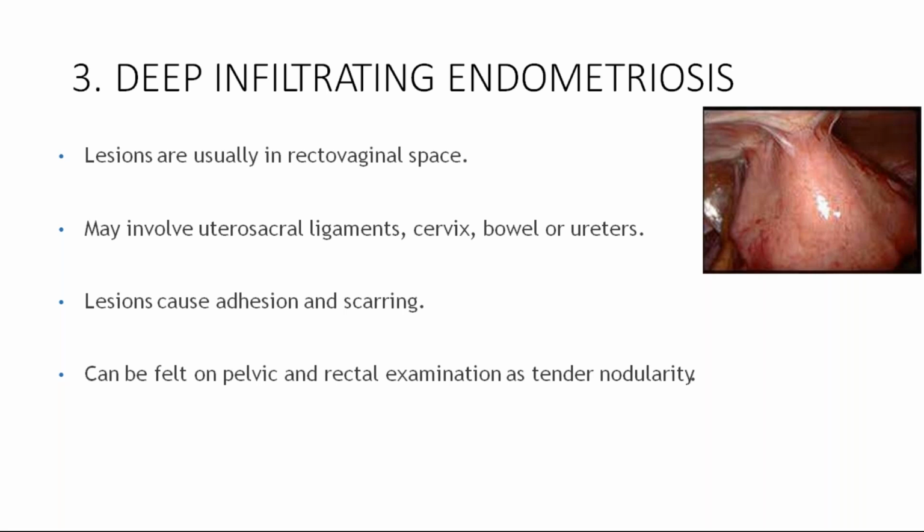And deep infiltrating endometriosis, the lesions are usually in the rectovaginal space, posteriorly, behind the uterus. It may involve the uterosacral ligaments, cervix, bowel, or uterus. And the lesions cause adhesions and scarring. You can see scarring and adhesions in the diagram. And it can be felt on PV also. When you do PV or PR, rectal examination, you can see tenderness. The patient will have severe tenderness and you can appreciate a nodular mass. And our laparoscopy is always confirmative.